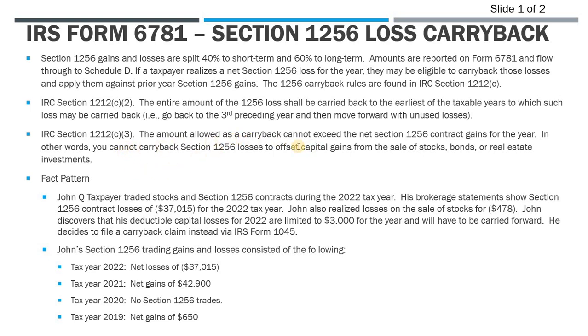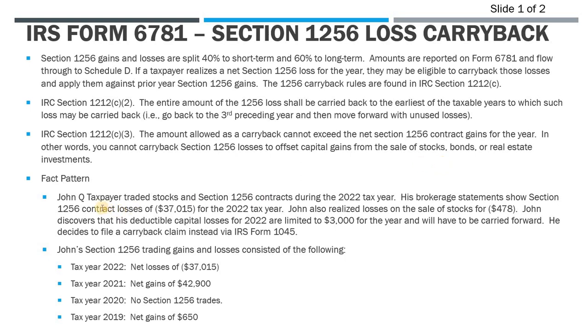So the amount that we can carry back cannot exceed your 1256 gains for the year. So what that means is you can carry back the 1256 losses to offset capital gains from the 1256 amounts, but you can't use it to just offset other capital gains. So if you sell stocks, bonds, if you sell some real estate and you have a capital gain, you can't carry back 1256 losses to offset those amounts. It can only be applied against other 1256 contracts.